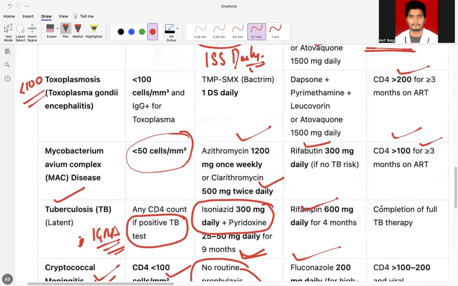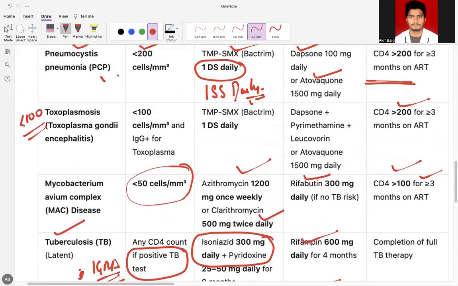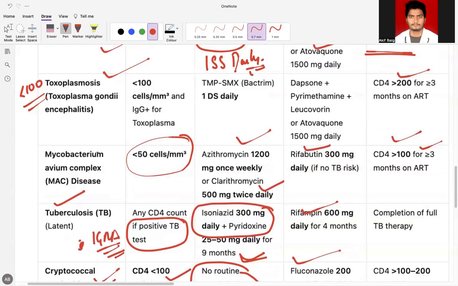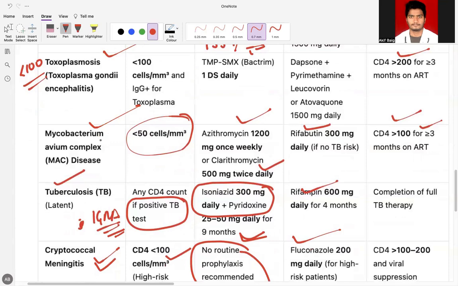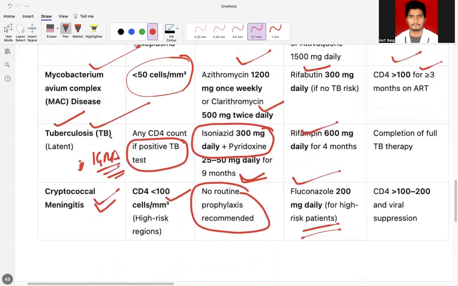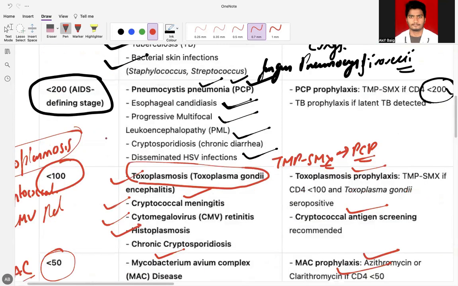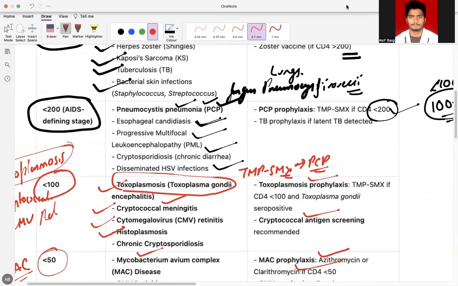So again, the prophylactic drugs are available only for PCP and toxoplasmosis, which is trimethoprim-sulfamethoxazole, Mycobacterium avium complex, latent tuberculosis, and cryptococcal meningitis. Thank you.